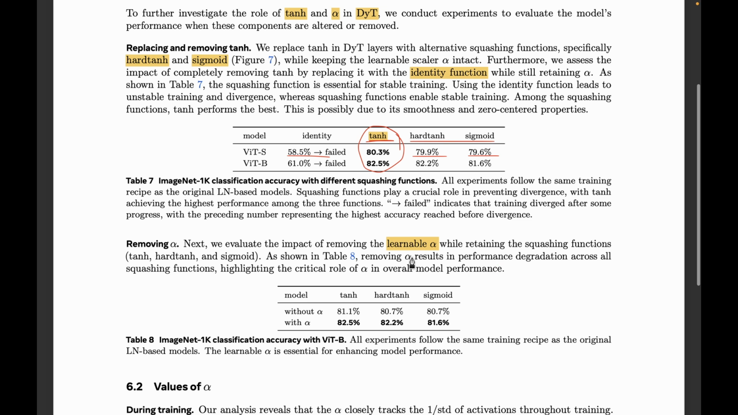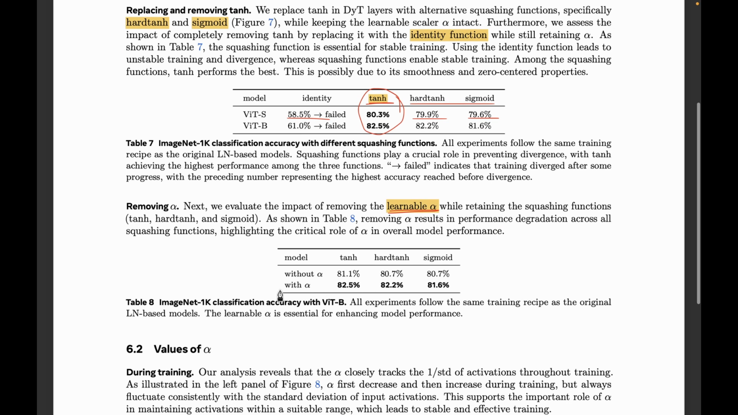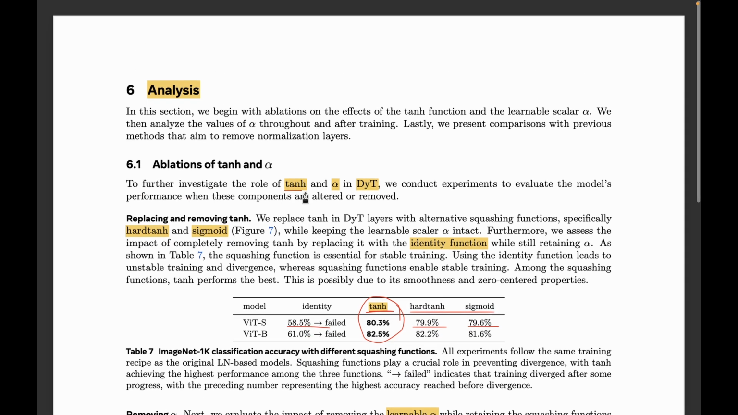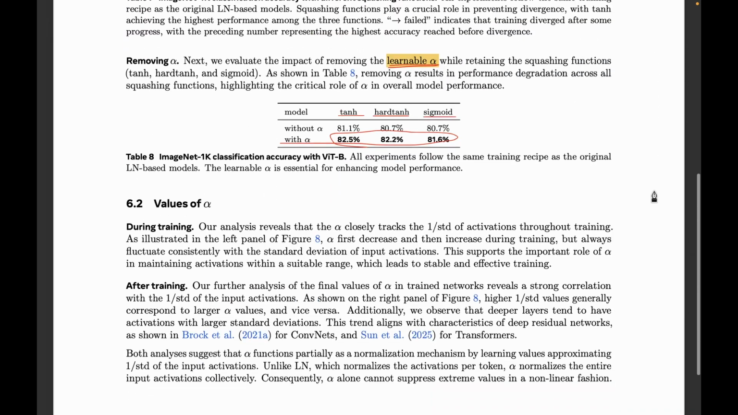They also study the importance of the learnable parameter alpha, and show that with alpha, it doesn't matter what nonlinearity you use. With alpha, the performance is better, be it tanh, hard tanh, or sigmoid. The performance improves, indicating the significance of alpha. So you need both tanh and alpha, which are part of the dynamic tanh. Otherwise, you're not going to get good performance.